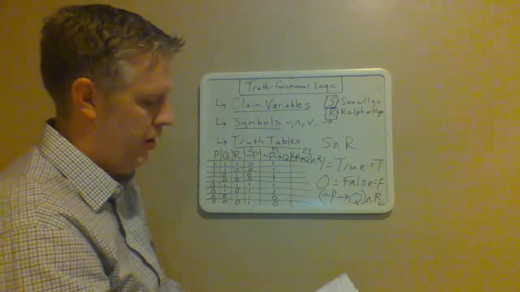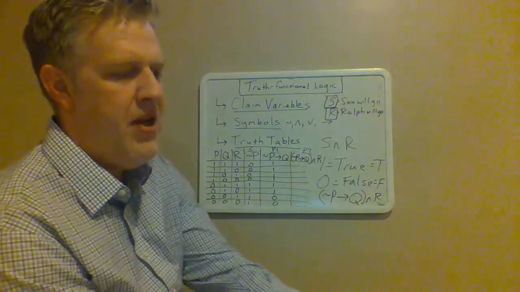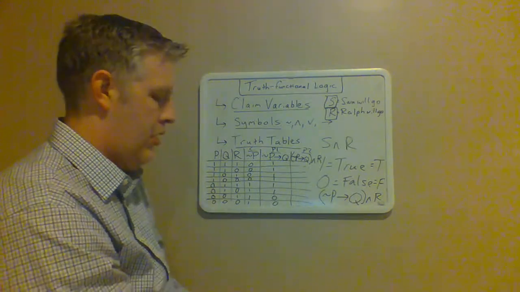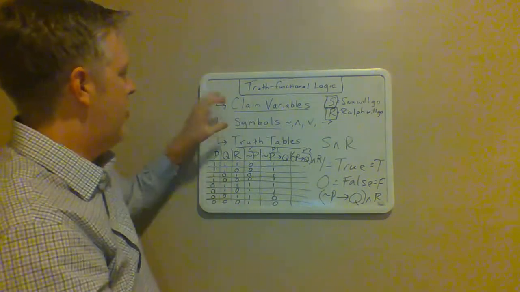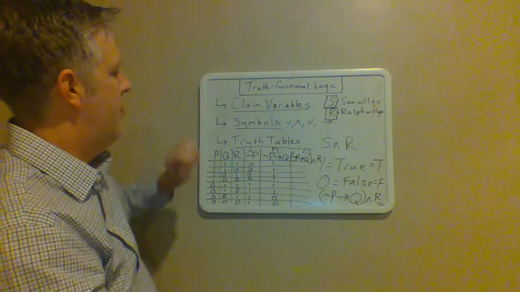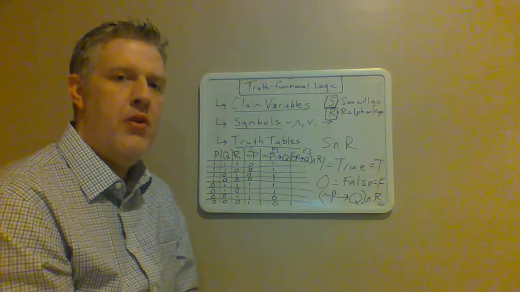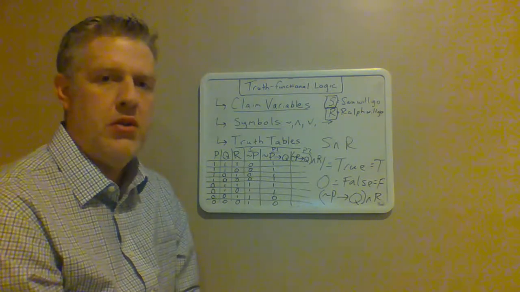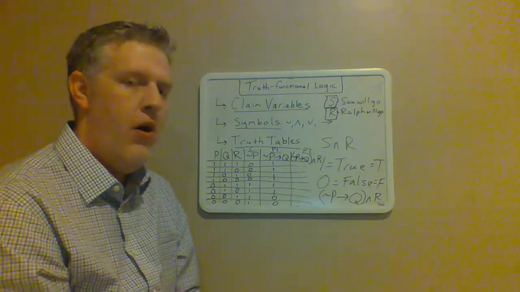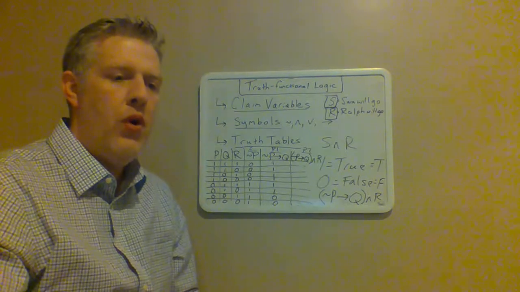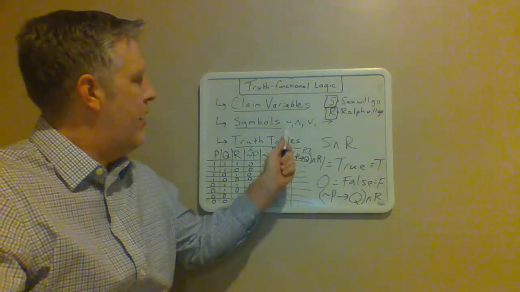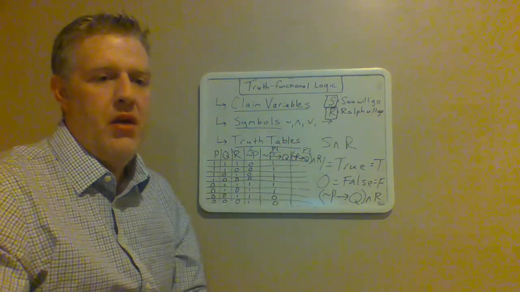So in this video, we've talked about the basics of truth functional logic, the key or essential ingredients, those being the claim variables and symbols, and also discussed the conventions that we'll work with in terms of constructing the truth tables. Okay, so hopefully this video helped you, and we'll go ahead and discuss again some of these operational symbols in the next video.